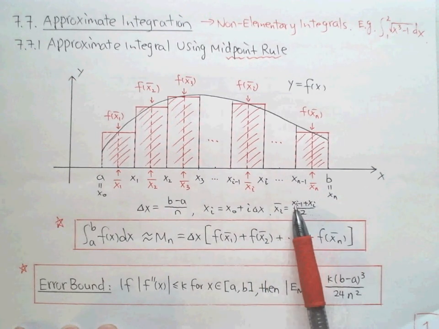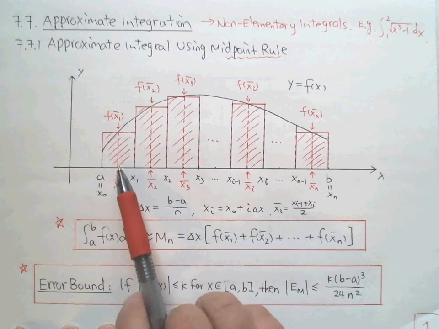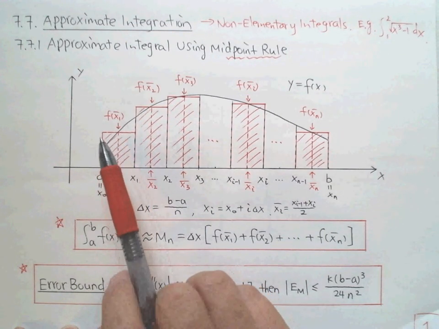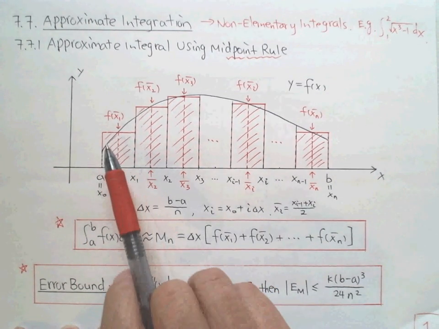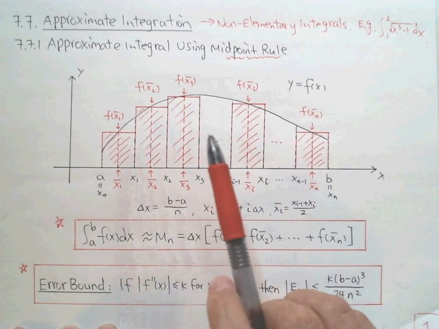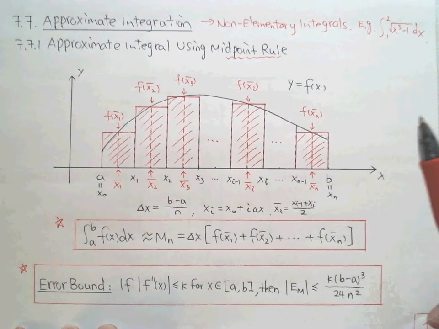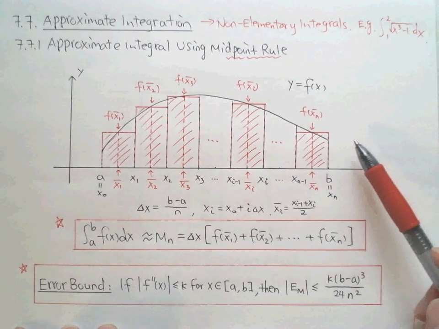Now, we can find all the midpoints, and the value of the function at the midpoint is the height of each small rectangle. So now we have all n rectangles. We use these n rectangles to approximate the area under the curve. That's what we call the midpoint rule. It's very famous. We already have this formula before.